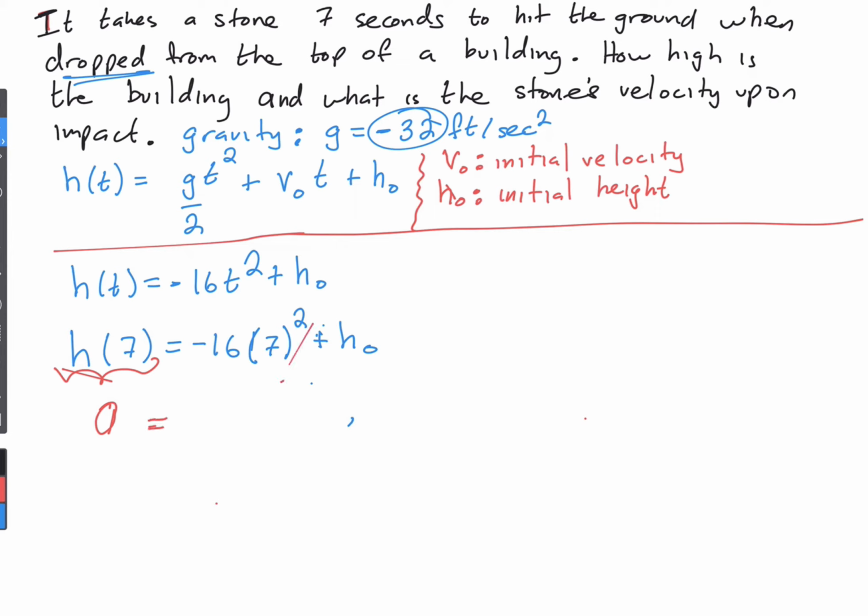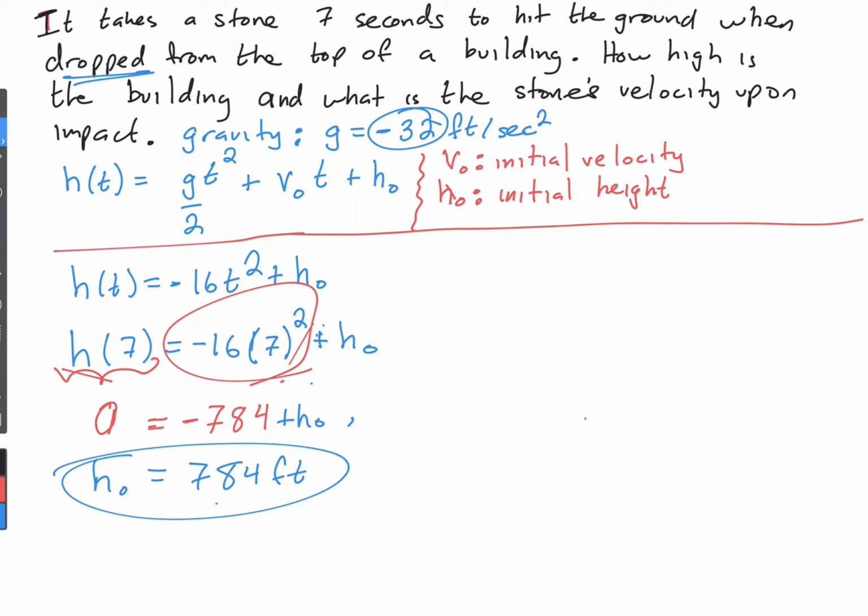Whatever that is, I don't know. What is it? Minus 784 plus H naught. So then that tells you the initial height, right? 784. Feet in this case. Does that make sense? Okay, so that's the first part of the question, right? The first part is, how high is the building? All right, there it is. That's how high it is, 784 feet.